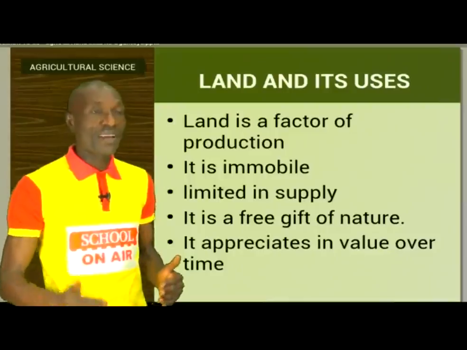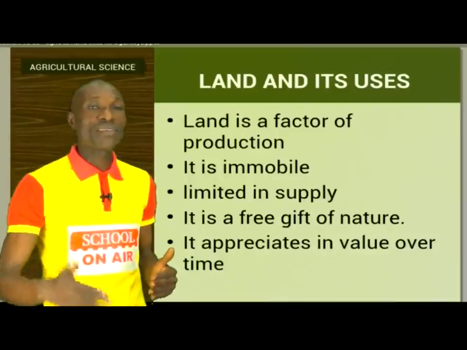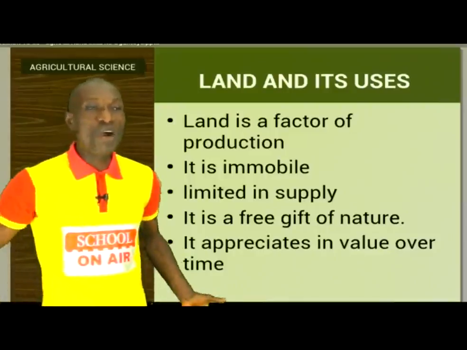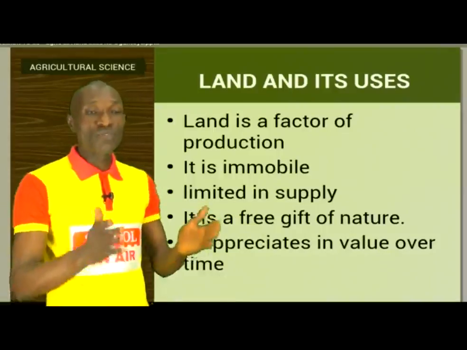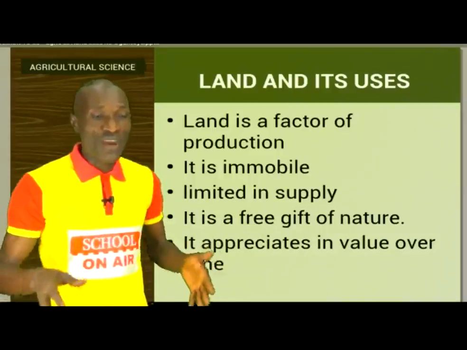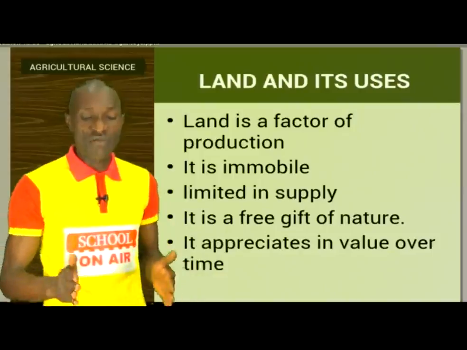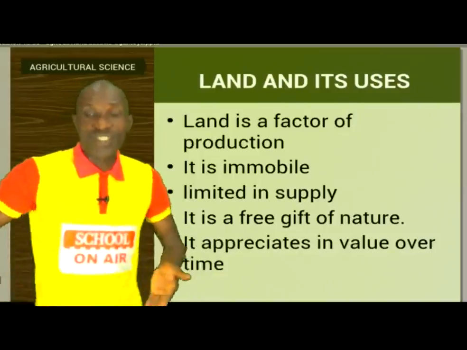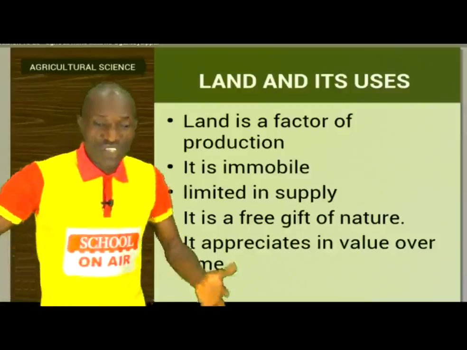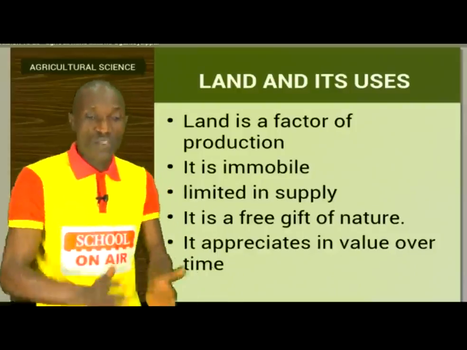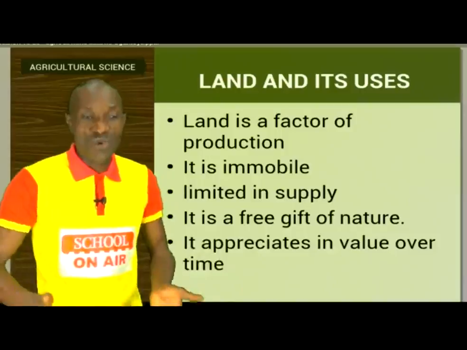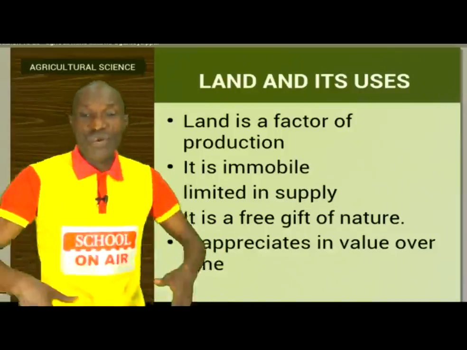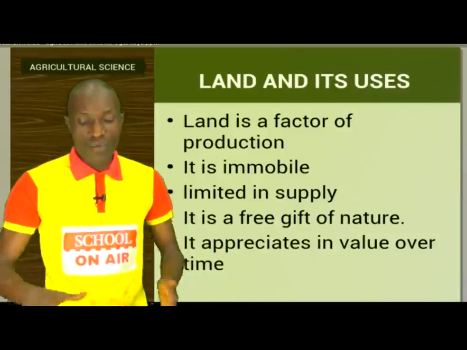Another one is that land is immobile. It cannot be moved from one place to the other. In fact, it is stationary. It can never be moved. The only thing that can be moved on a land is just the soil. You can shift a particular soil, you can excavate soil from one place to another place. But that particular land is immobile.